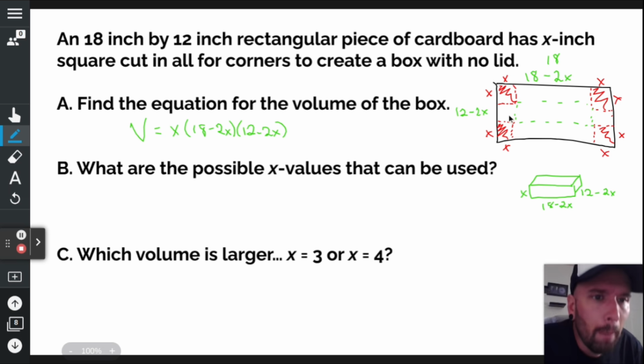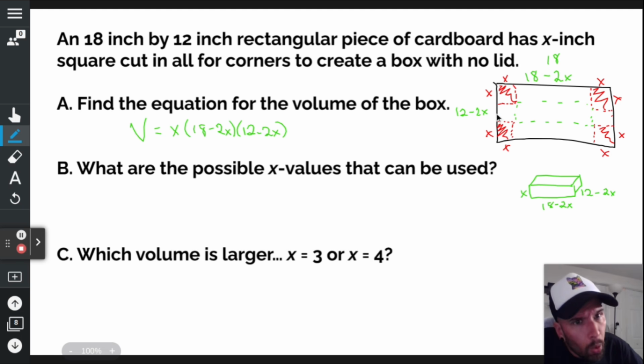So the largest X is going to be, you go to the shortest side, which was 12. What is the largest thing that you can cut out that would make it disappear? The number that would make this disappear is 6, because 12 minus 2 times 6 is 12 minus 12, which is 0. So the largest number that I can cut out is 5.99999, and I still have a little tiny sliver of a box. So I can cut out anything smaller than 6.